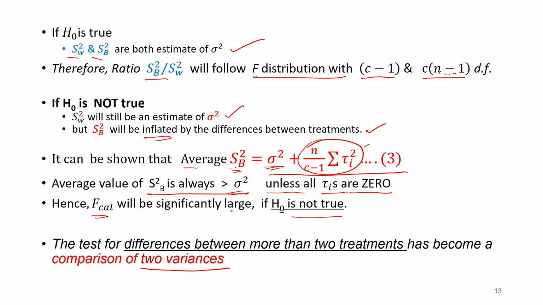After that, we have to take the ratio to find the F value, and that F value we then compare with the table F value for a given level of significance. Based on whether it is less than or greater than the table value, accordingly we say whether the null hypothesis is true or not. So these are the theoretical background of the analysis of variance.